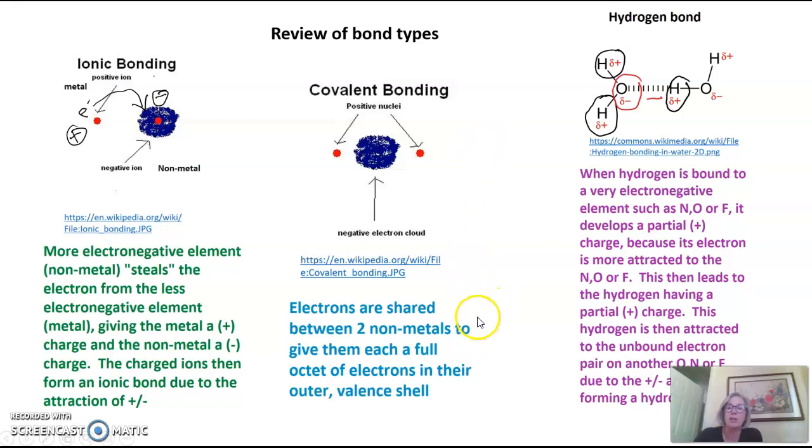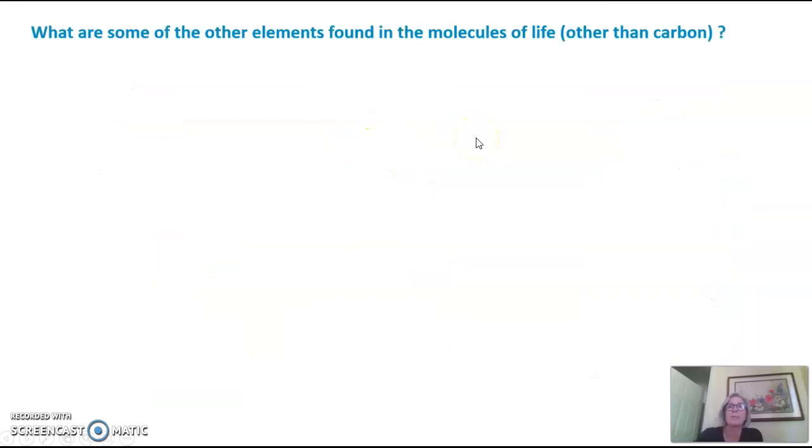The last type of bond you should remember is a covalent bond. These are between 2 nonmetals, and it's when electrons are shared between the 2 nonmetals so that each of them has a full octet of electrons in their outer shell. This sharing is what gives a very, very strong bond.